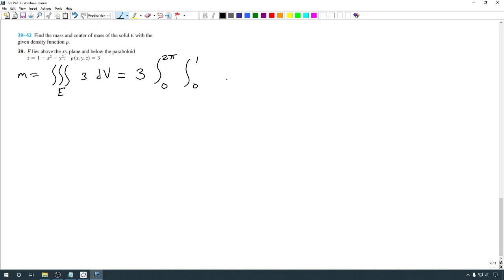Our integrand, I guess we can even go ahead and set this up. Our z is going to go from 0 to 1 minus r squared, because x squared plus y squared is r squared. Then we have dz. We need the r for polar coordinates. Then we're going to have dr d theta. We can view this as the integral before we do the integration in polar coordinates.